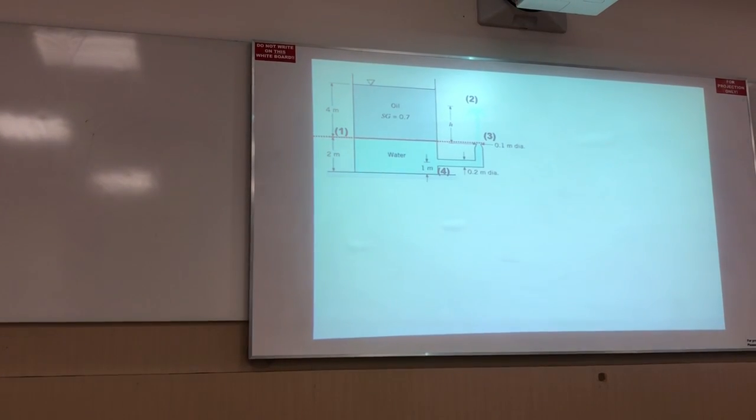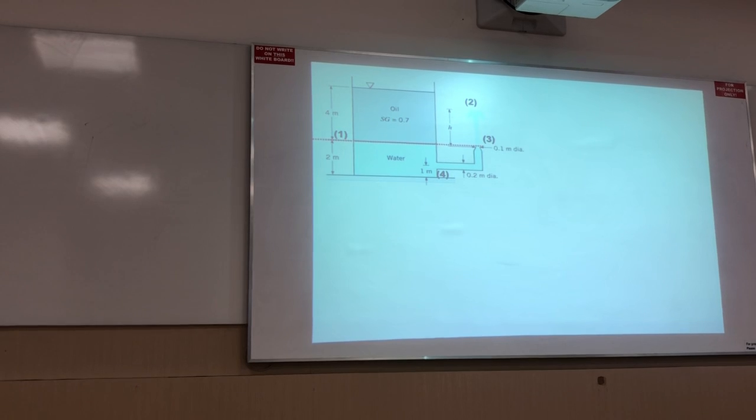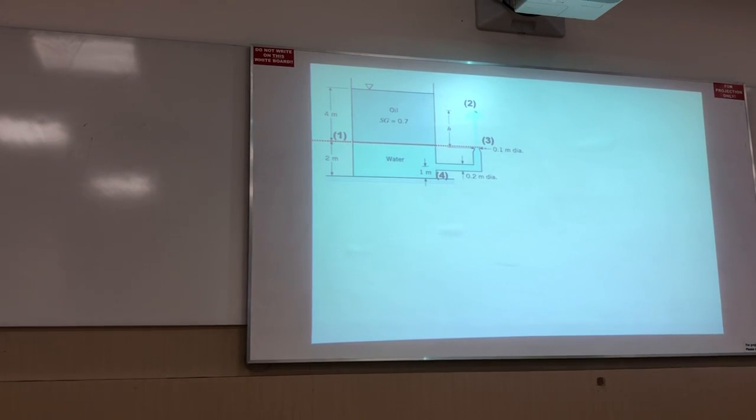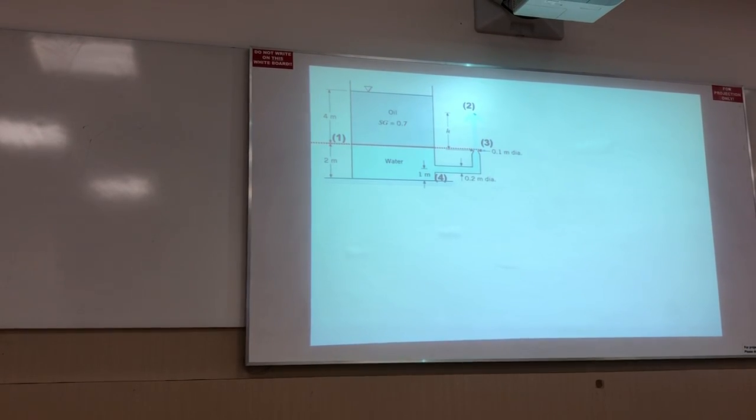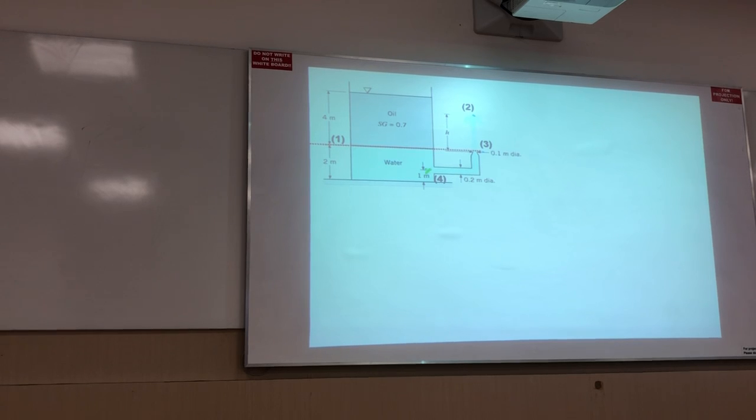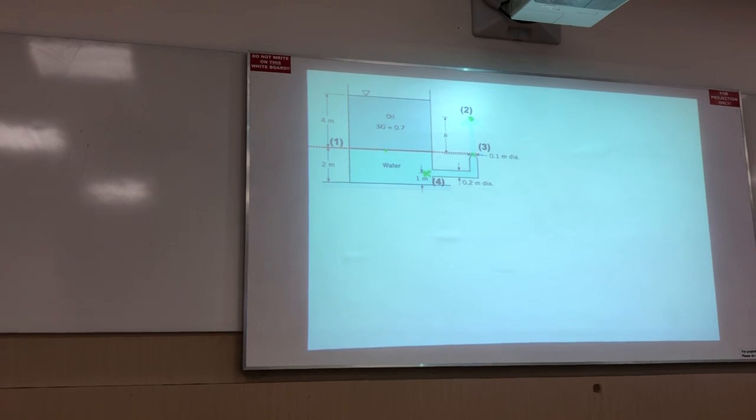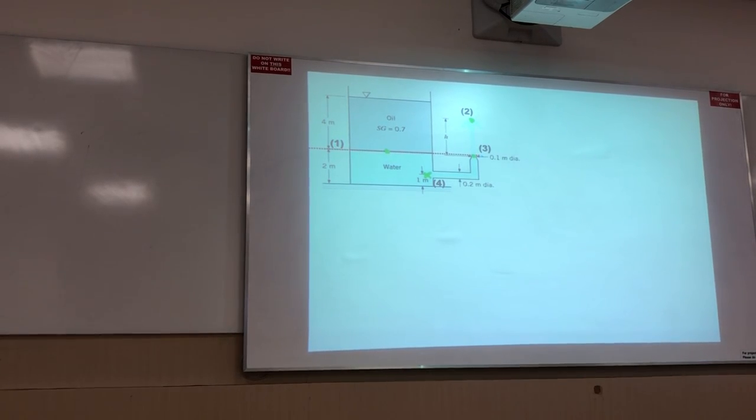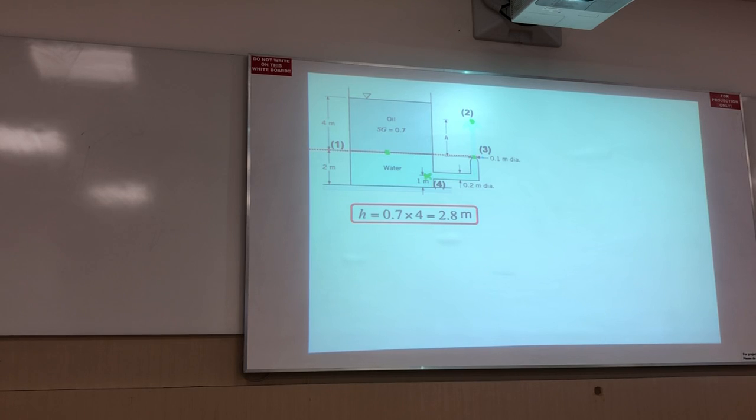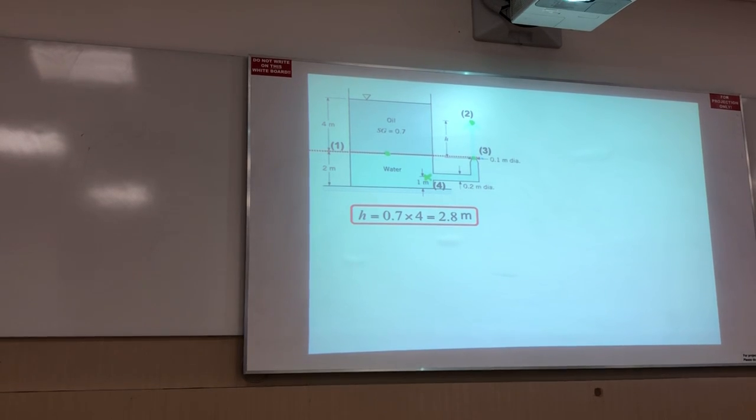Now I show you here. I choose this is number 1 point, this is 2, this is 3, this is 4. 4 is not here, it is here. 4, okay? 3 is here, 2 is here, 1 is here. Okay? Then I am going to write H equals to, I get this 2.8. How? I give you the answer, but how?